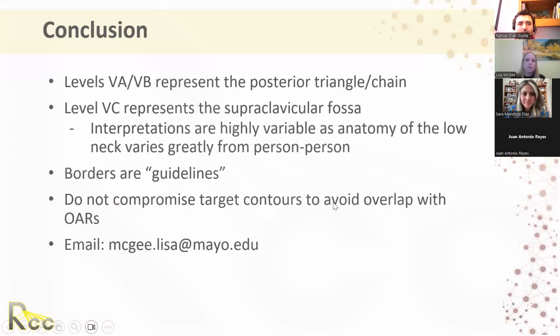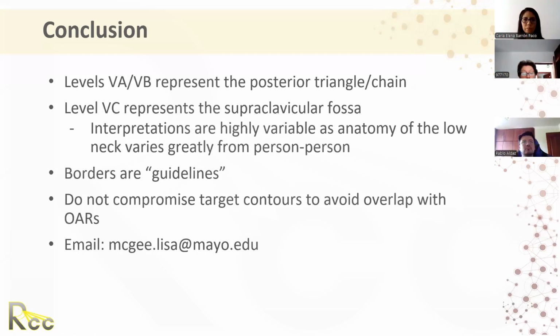So in conclusion, level 5 represents the posterior triangle or lymphatic chain within the neck. Level 5C represents the supraclavicular fossa. Interpretations of level 5C are highly variable as the anatomy of the low neck varies greatly from person to person.